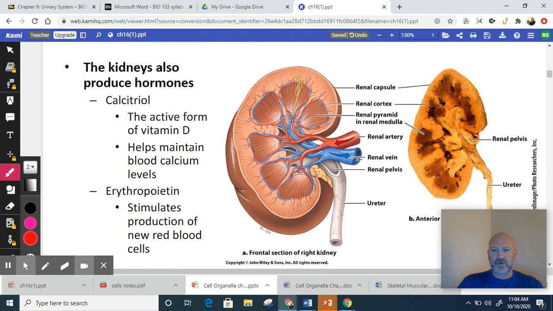So this is a good cross section here. On the outside, we see that strong membrane, the renal capsule, going around. This region here, this area here, you see this is a little bit lighter in color. This goes around the outside. We would call this the renal cortex.